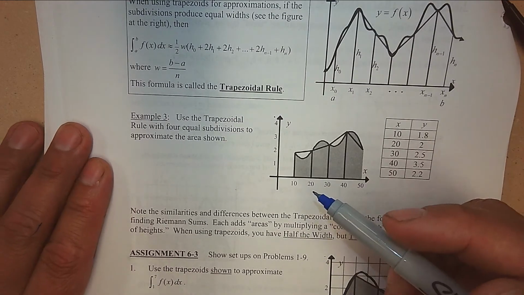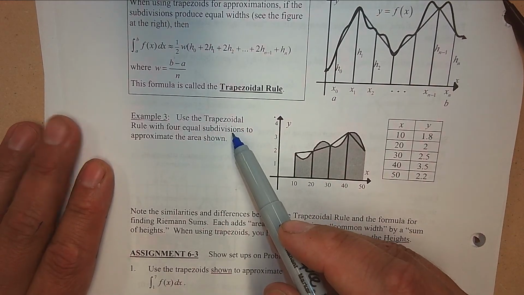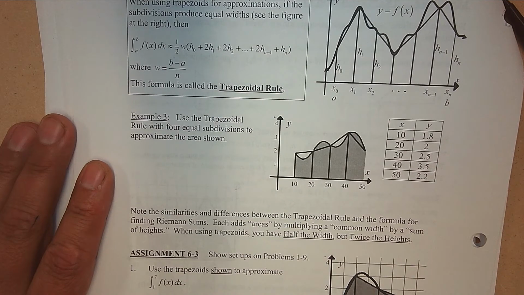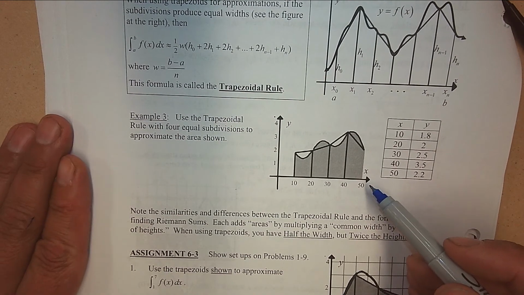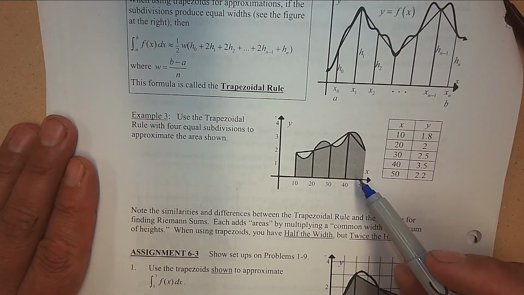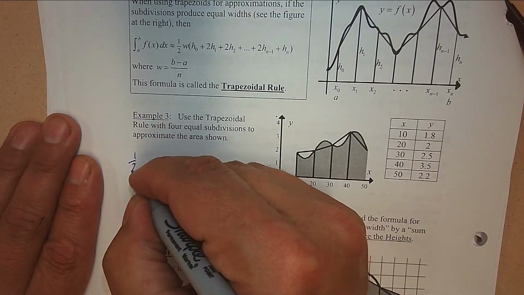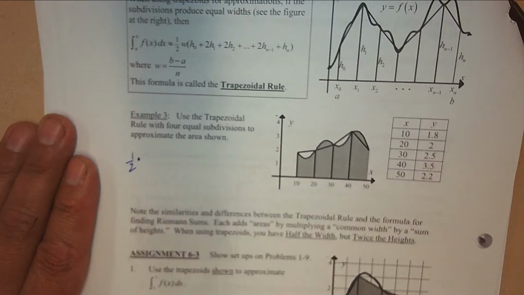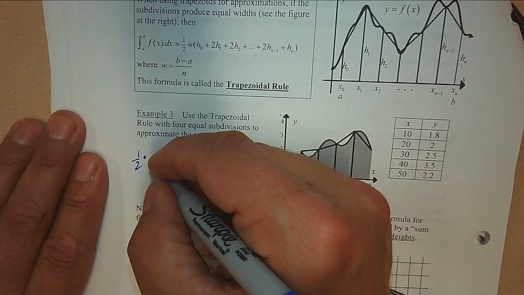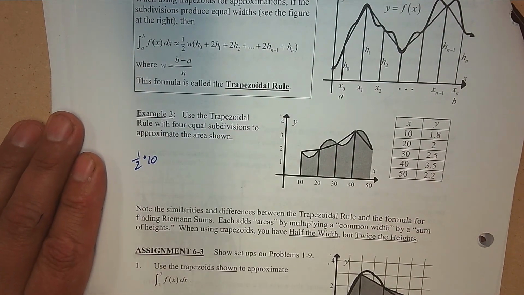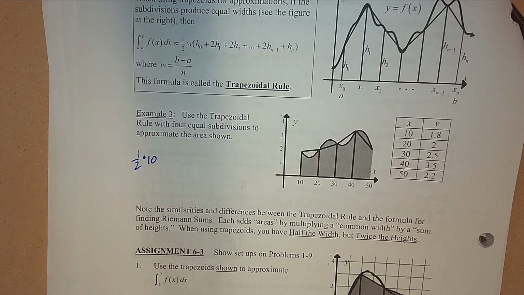First thing, use the trapezoid rule. And we have a table of values here. If I look at the trapezoids, I want you to notice that they're of an equal width. So the formula is 1/2. And what's the width of each trapezoid? 10 to 20, 20 to 30, 30 to 40, 40 to 50. The width is 10.